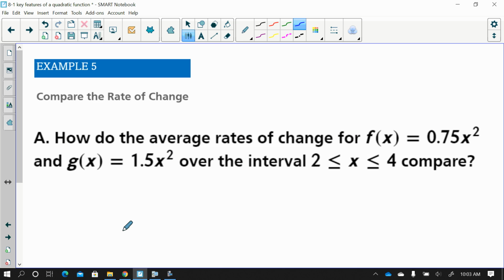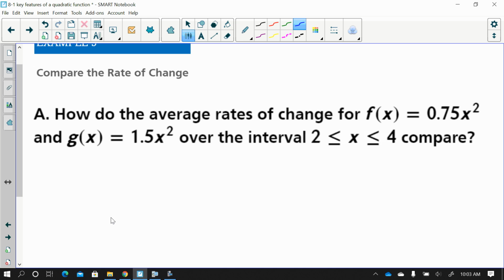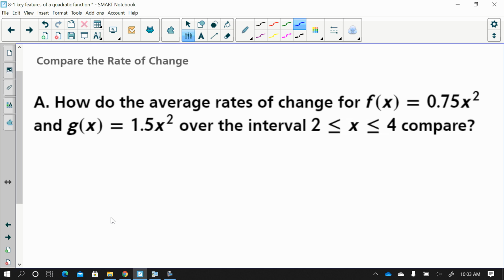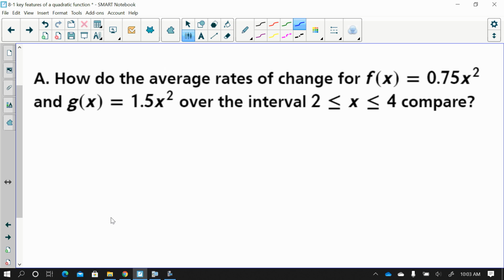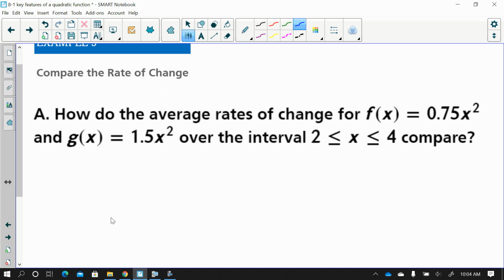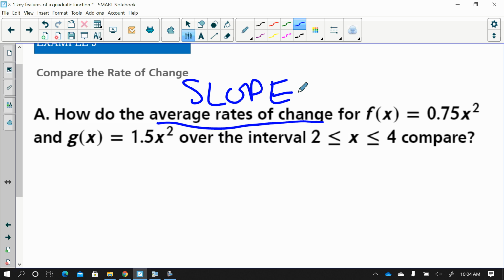Okay, last example we're going to look at, last type of problem. We're going to compare the average rates of change for f of x equals 0.75x squared and g of x equals 1.5x squared over the interval from 2 to 4. Remember these? Average rate of change. That means slope. Okay, so not a hard problem, but there's going to be a lot to do. So let's start with f of x.